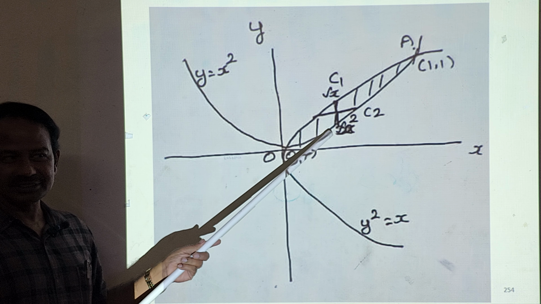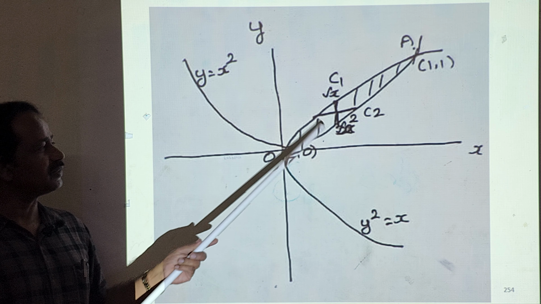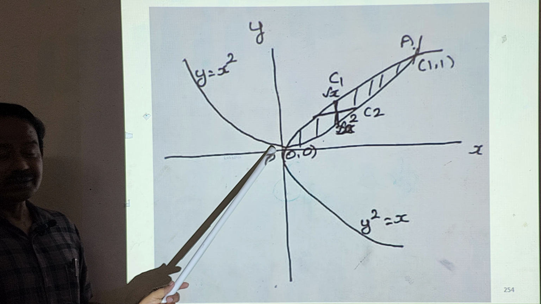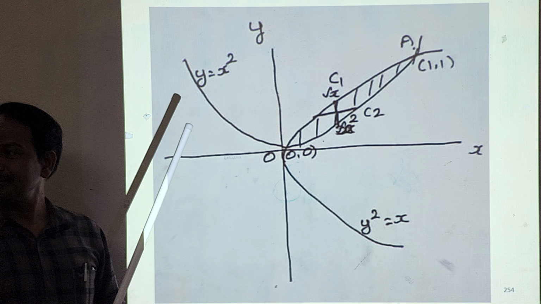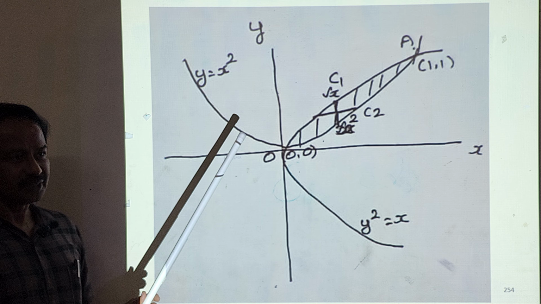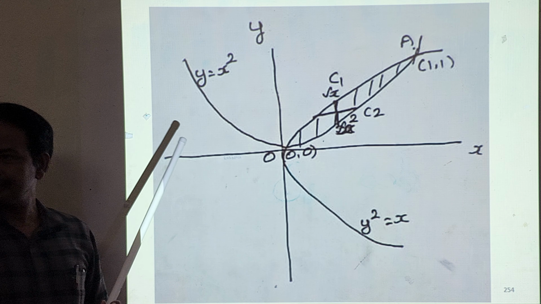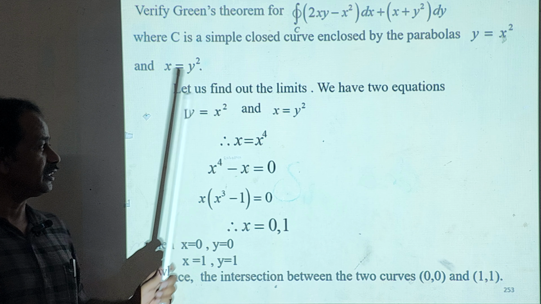And what is the area enclosed? Area enclosed is this one. And what of the curve? Curve goes from O to A, then A to O. Correct? The curve is O to A, then A to O. Y equal to x squared, x equal to y squared.